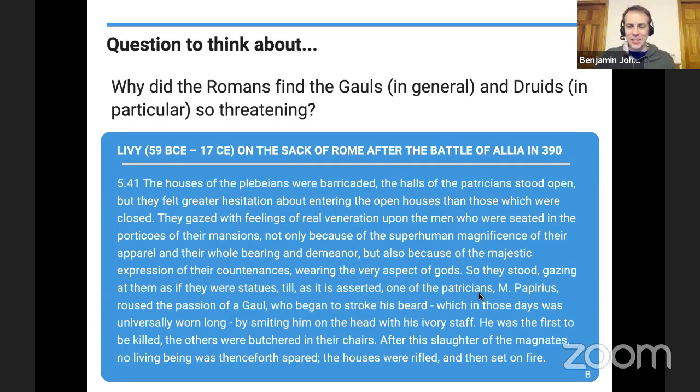So we have debrief and summary. Just as always, we like to give you guys a question to think about. We're not going to spend too much time on this, but why did the Romans find the Gauls in general and Druids in particular so threatening? We have here a passage from Livy, who wrote about the sack of Rome in 390 BCE. You can think about Brennus, who was the Gallic chieftain, and possibly Caesar even talks about military defeats that the Romans suffer in the late 2nd century BC. But we'll have more time, hopefully, in future lessons to talk more about why Caesar seems to be so against the Gauls as a people.